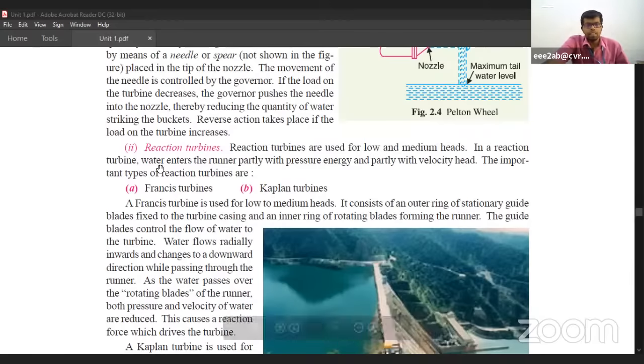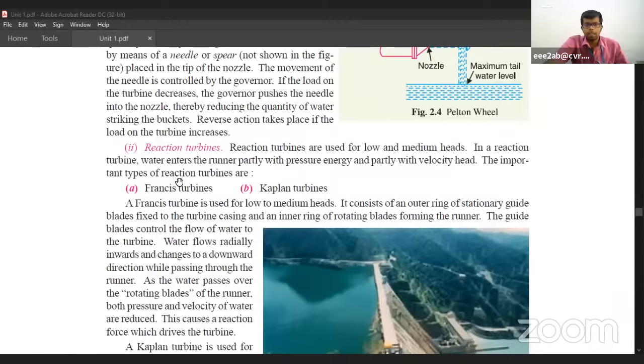In a reaction turbine, water enters the runner partly with pressure energy and partly with velocity head.